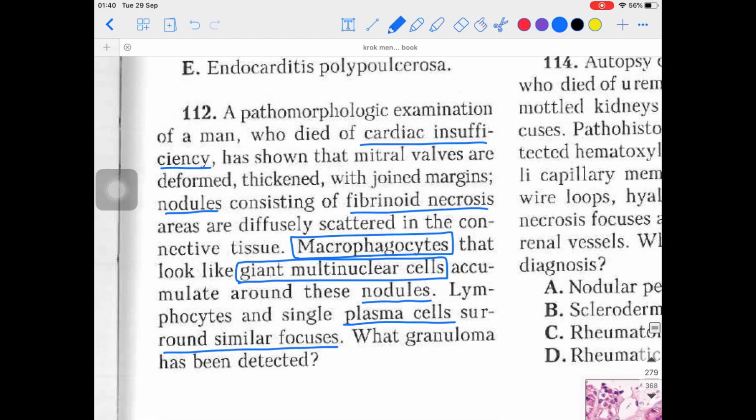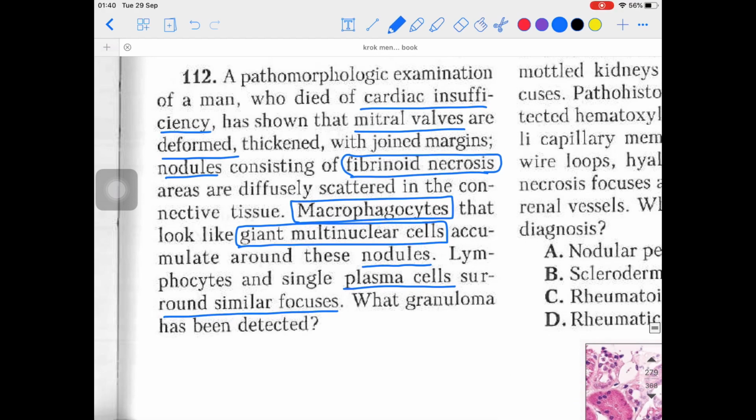If you look at this question very carefully, they are talking about the mitral valves again, and the mitral valves are deformed over here. Fibrinoid necrosis was seen, fine. Macrophagocytes, you know macrophages, what is the function of macrophages? They are responsible for the phagocytosis process, and they look like giant multinuclear cells. They are also mentioning nodules. These nodules are the Aschoff nodules, and Aschoff nodules are the finding in the Aschoff granuloma.